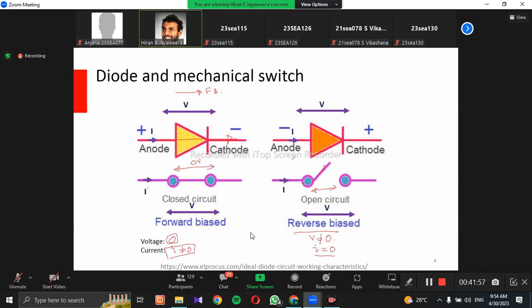So basically an ideal diode is exactly equal to a mechanical switch, and the reverse bias and forward bias modes are analogous to an open switch and a closed switch.